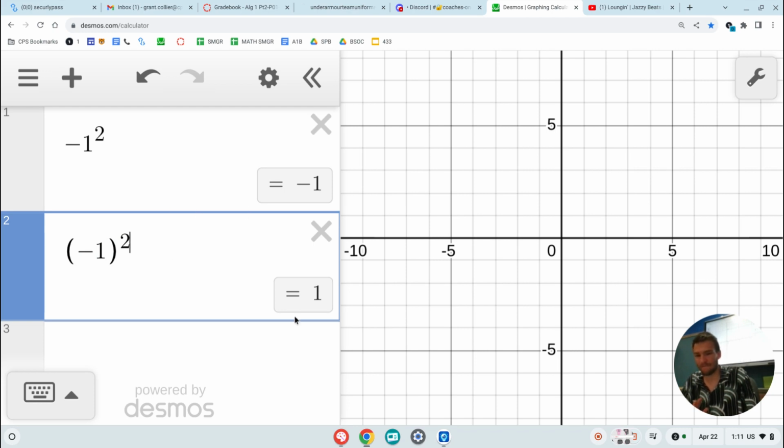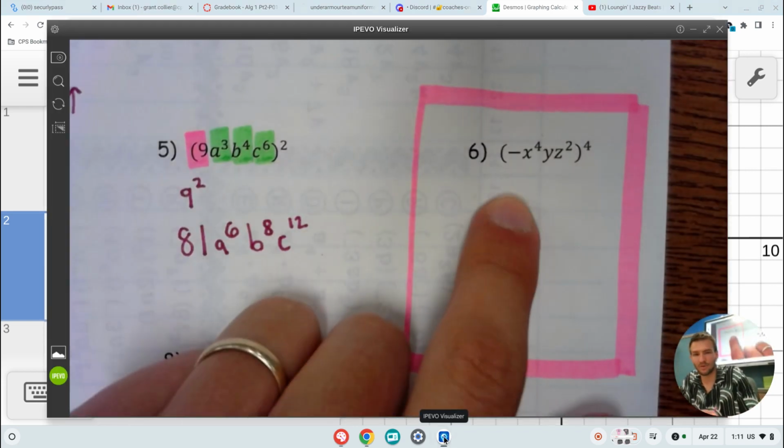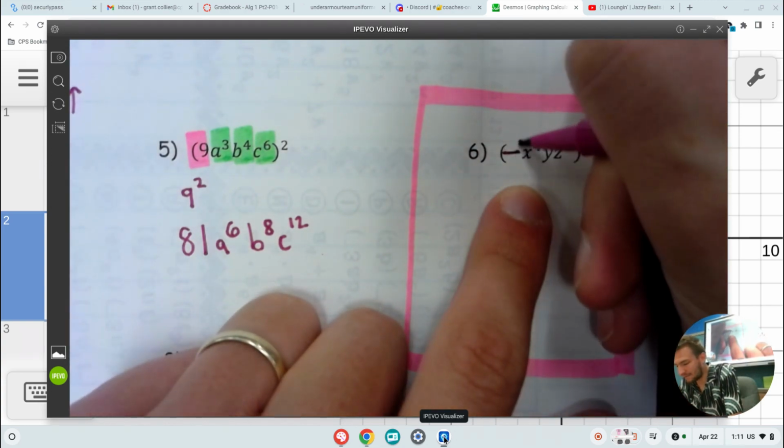So, for example, if we look at number 6, it's a -1.